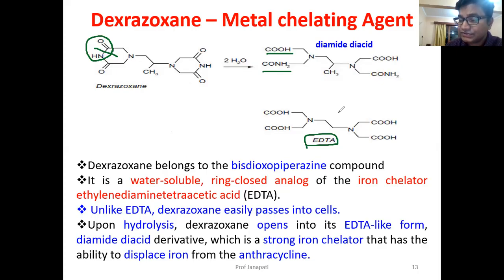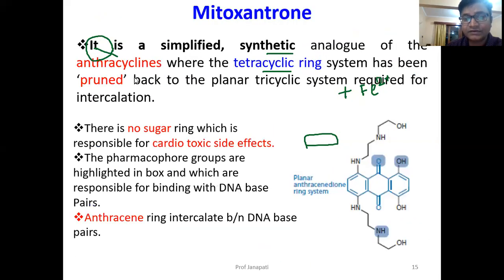Chelating agent. So what happens is that it reacts with iron. In the previous slide, we have seen iron is responsible for generation of free radicals. So this diamide diacid will react with iron, and when there is no iron, there is no generation of free radicals. So this is how this drug acts.